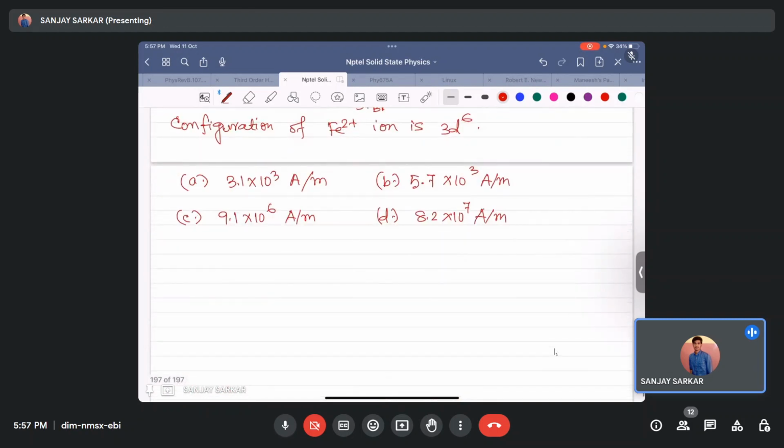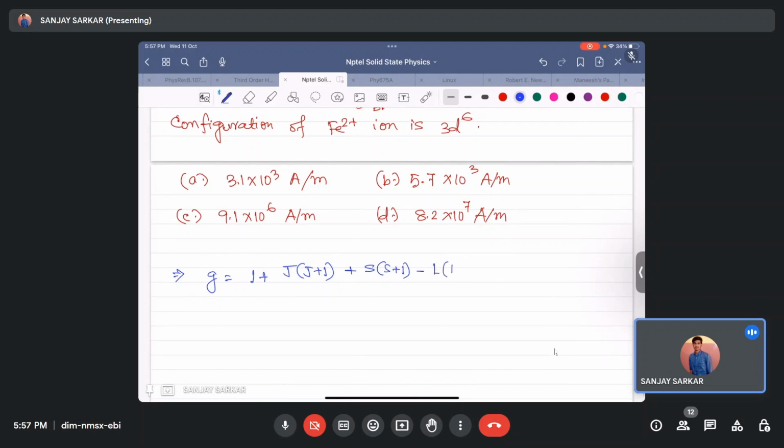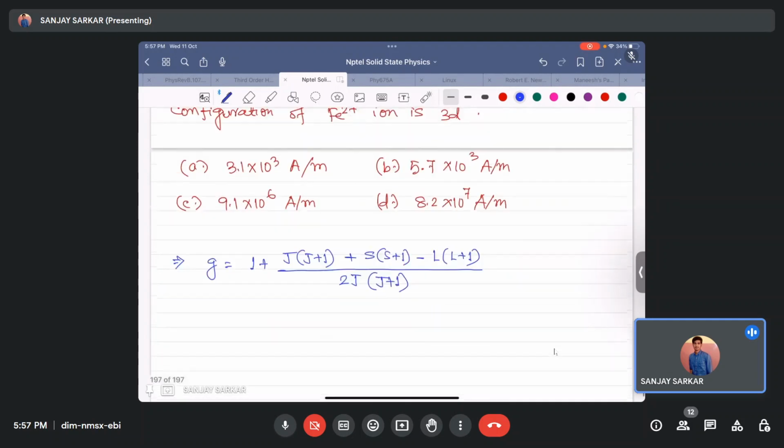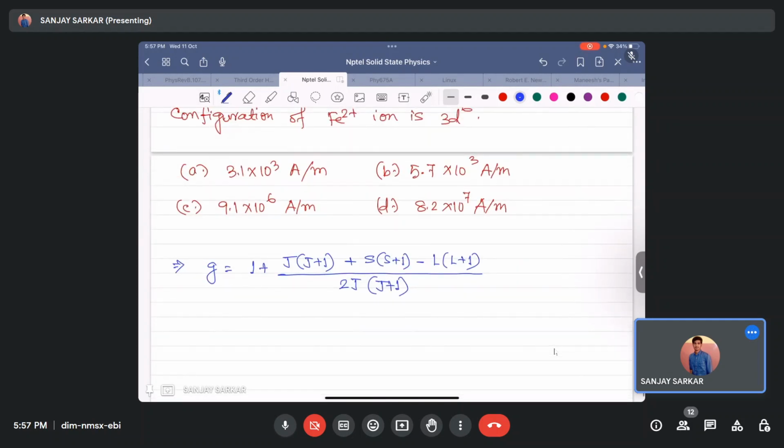The only thing that you need to know is the formula of G, and this is 1 plus J into J plus 1 plus S into S plus 1 minus L into L plus 1, divided by 2J into J plus 1. So with this formula and the given configuration, please calculate and let me know the answer.